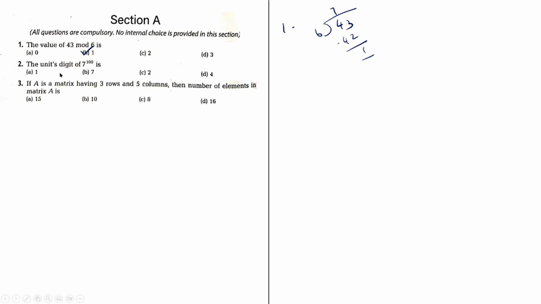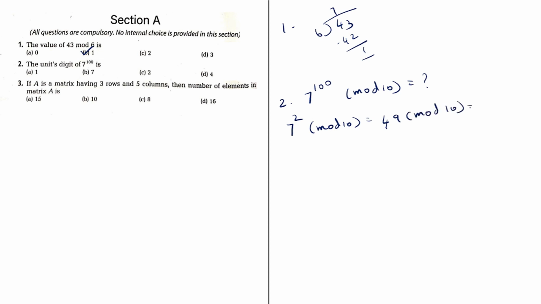Then the second question: the units digit of 7 raised to 100 is. To find the units digit, we usually find the number mod 10. So we have to find what 7 raised to 100 mod 10 is. First, consider 7 square mod 10. This is equal to 49 mod 10, which is 9. So we have 7 square congruent to 9 mod 10, and 7 square the whole square is congruent to 9 square mod 10.